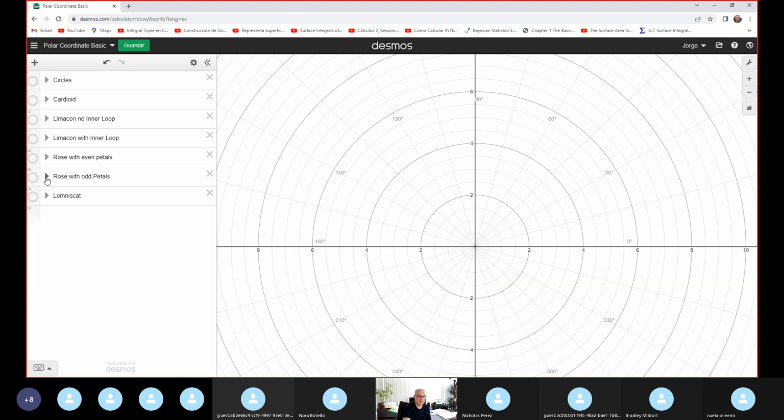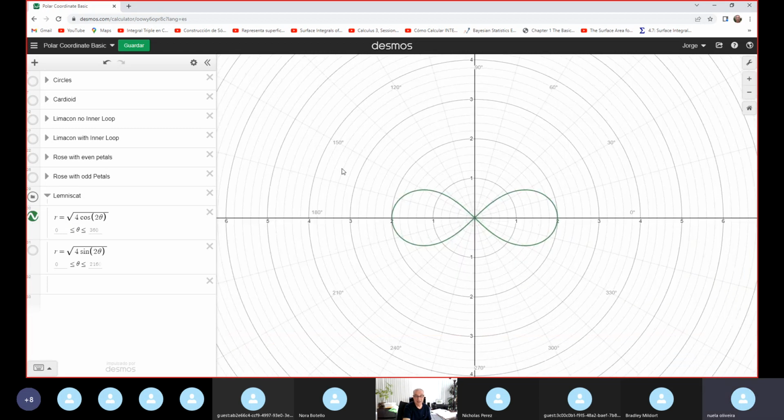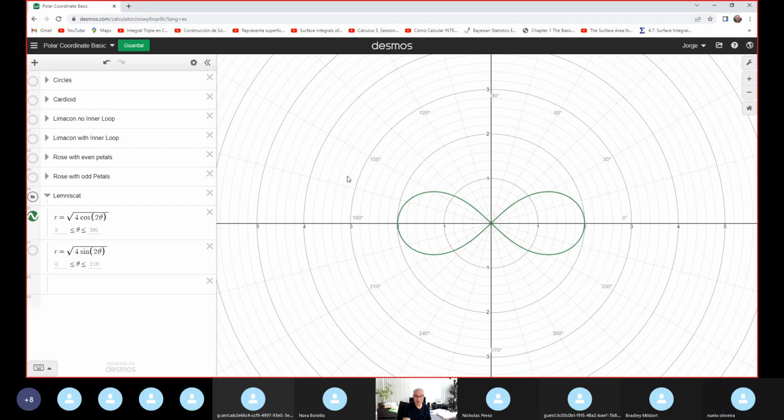And the last one is Lenny's cat. Lenny's cat is a little bit complicated, but it's important also. We have two kinds, cosine and sine, but they include square roots. So this is Lenny's cat. It looks like the infinity symbol, right? And when the sign changes, it is rotated 45 degrees.